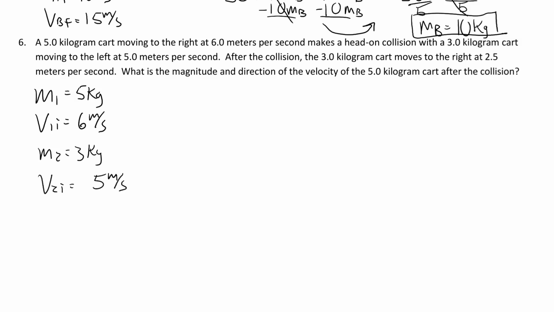And what do I have to put here, guys? What do I have to put? It's moving to the left. This one's moving to the right at 6 meters per second, so that's positive. This is moving to the left. It's got to be negative.